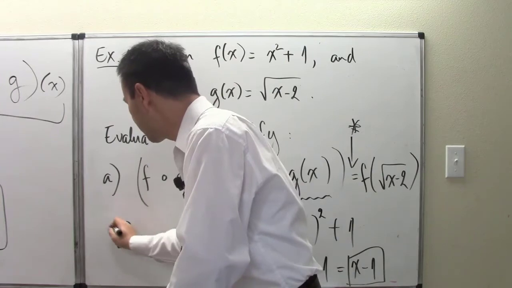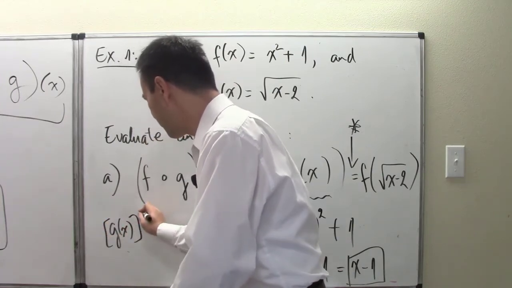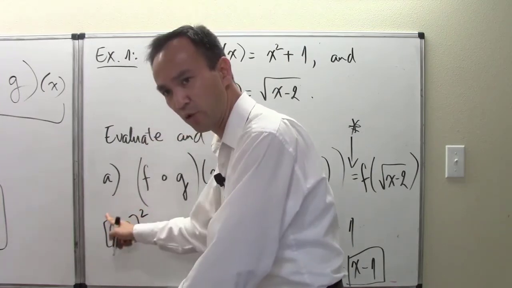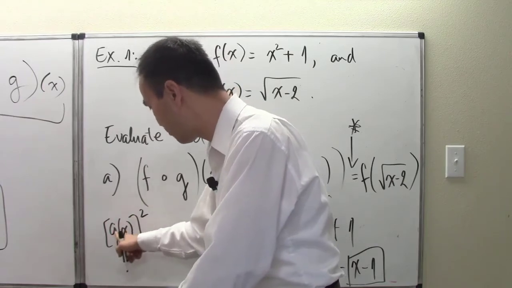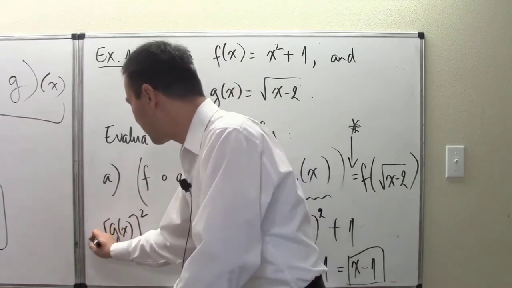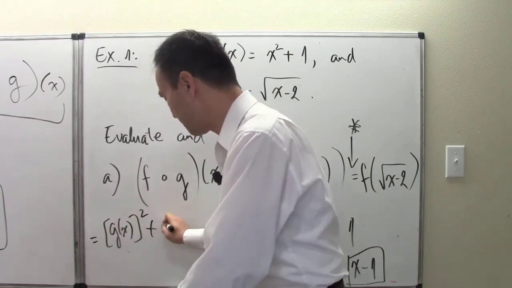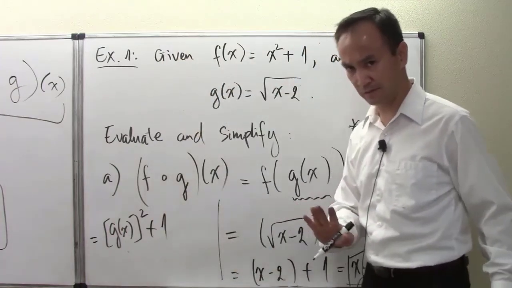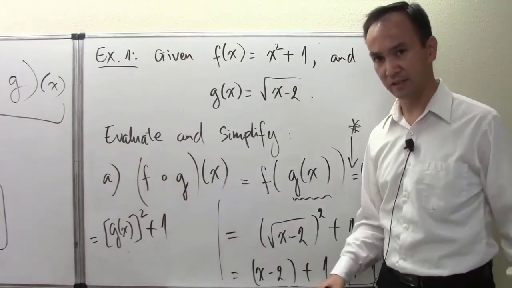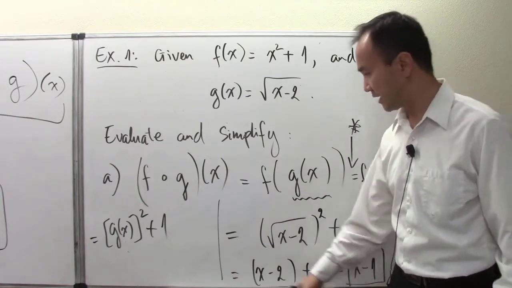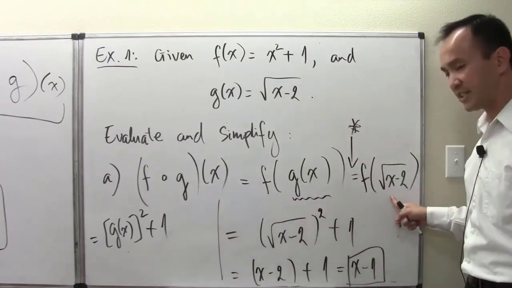g of x, group that, square, that's one input. The rule of the function f says we square the inputs, with the inputs being g of x, we square the inputs plus 1. That doesn't hurt. That's logically correct and entirely legal. So that's instead of this.